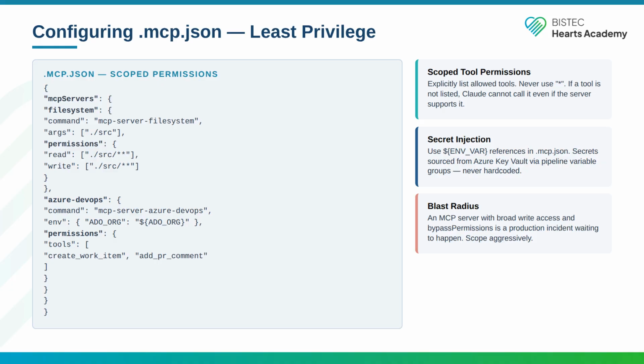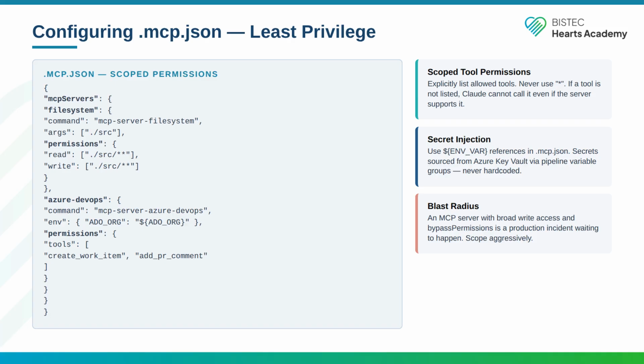Rather than granting all tools a server offers, you list exactly what your workflow needs: create work item, add PR comment, get build logs, nothing else. If Claude attempts to call a tool that isn't in the allow list, the call fails, even if the server supports it. The file system server's args parameter doubles as its scope boundary.